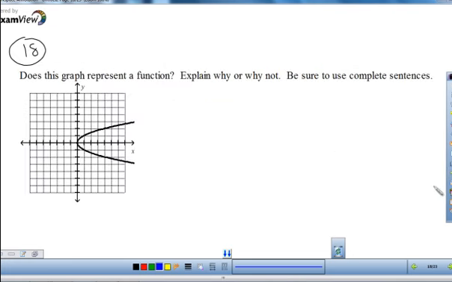Okay, number 18 says, does the graph represent a function? Explain why or why not. So remember, in order for it to be a function, the x values cannot happen twice. So we're going to use the vertical line test. Okay, so notice that the x value happens twice. So this would be no, it's not a function.